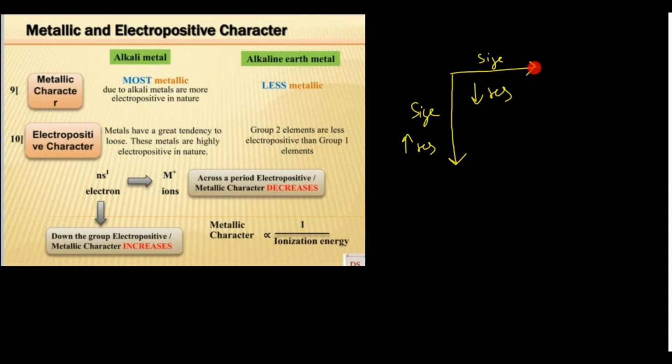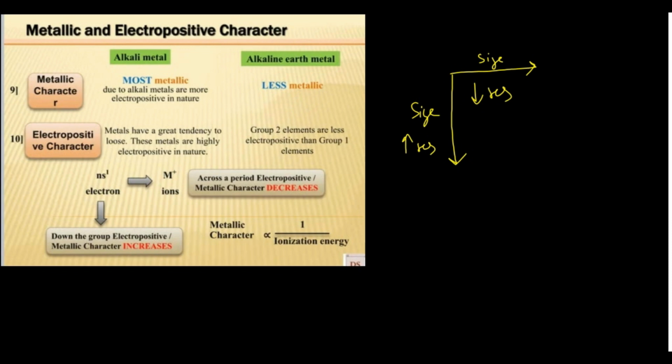When size decreases, the effective nuclear charge increases, and the removal of the electron becomes a little difficult. That means it will form a positive ion, but with difficulty, which means lower metallic character. That's why alkaline earth metals are less metallic. However, like alkali metals, they are silvery white, or sometimes not silvery but just white.